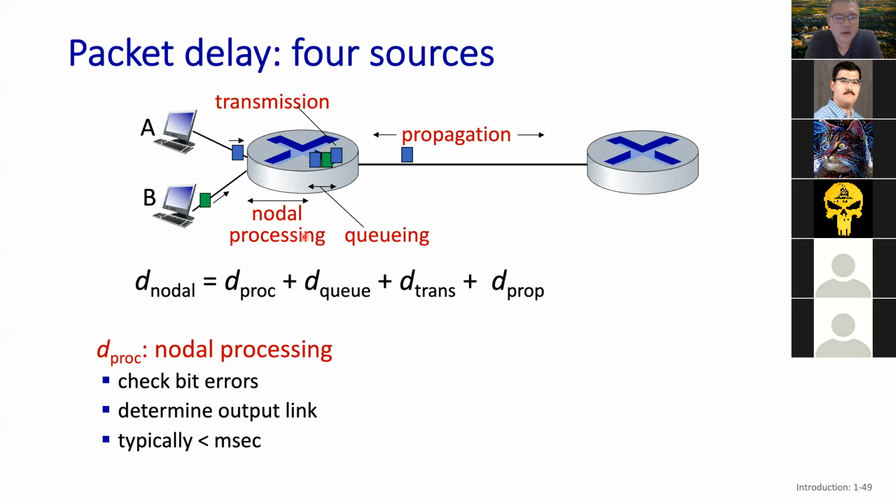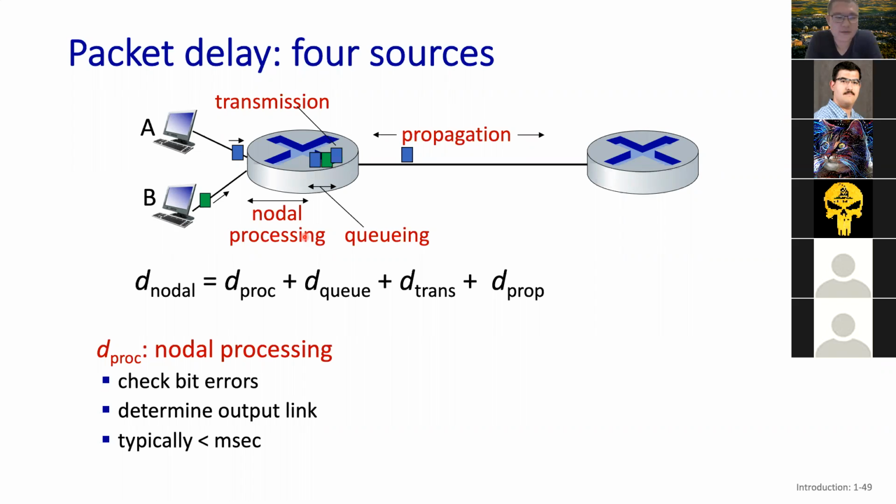So the nodal processing is where we check the bit errors and determine the output link. Still remember, we have the routing algorithm. When you receive the packet, you also check if any bit error happened. So there is some system processing time. This router will spend some time to process the packet and determine the output link. So it happens on the router.